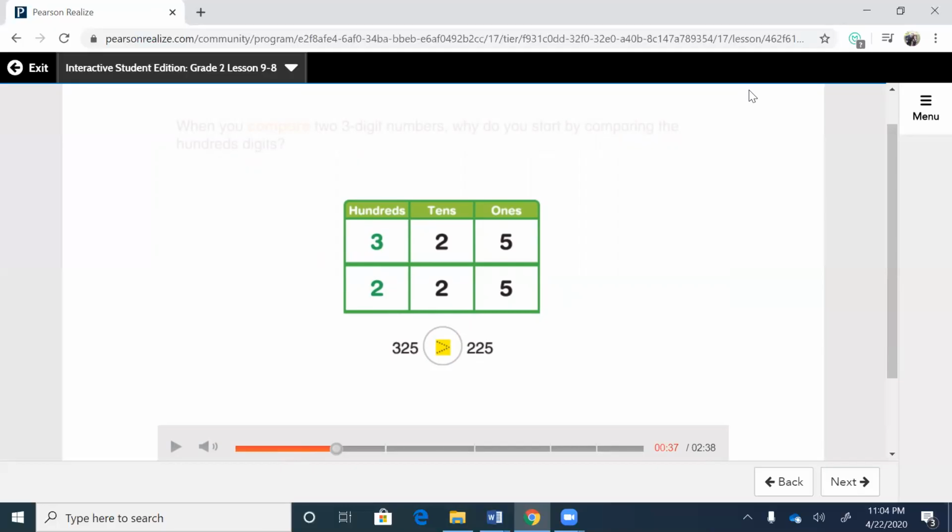If you get confused with the symbols, always remember the alligator eats the bigger number, so make the mouth open up to the bigger number.